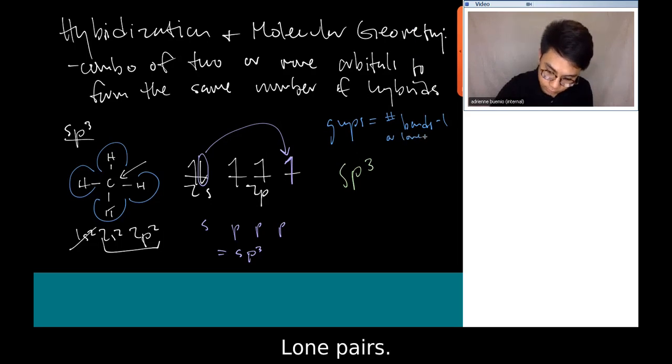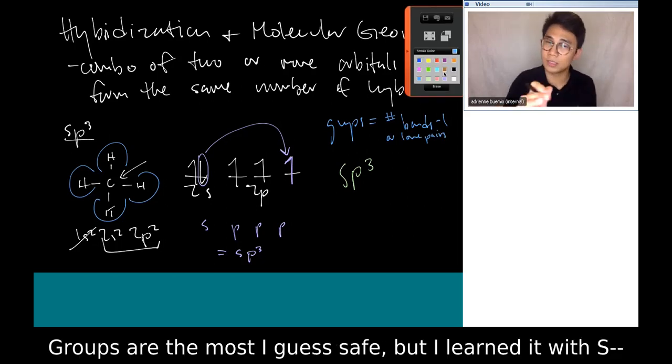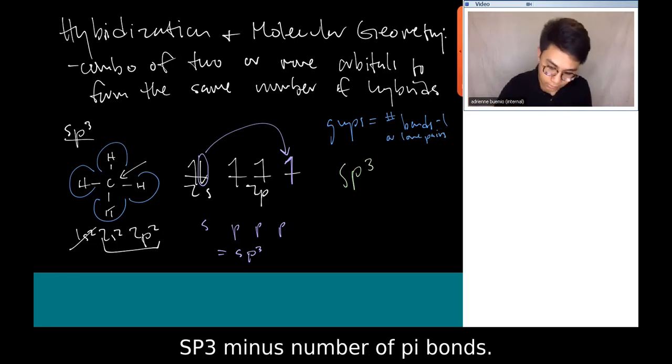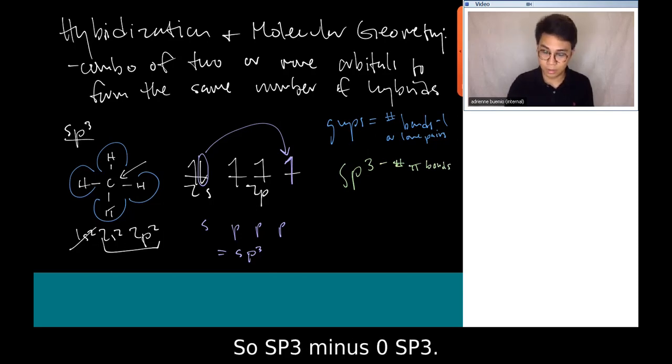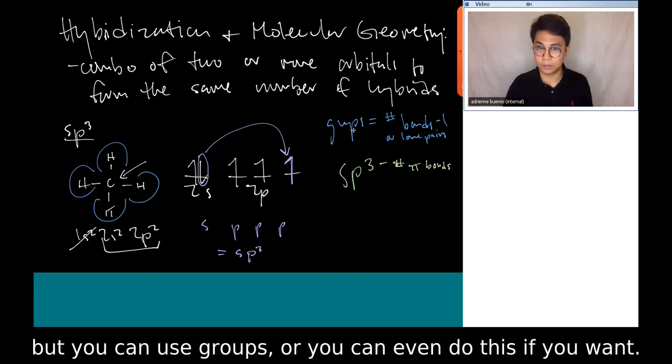Lone pairs, they count too. Groups is the most, I guess, safe, but I learned it with this method: sp3 minus the number of pi bonds. And you see how this works? Because this CH4 doesn't have any pi bonds, right? So sp3 minus 0, sp3. So this is how I learned, but you can use groups, or you can even do this if you want.